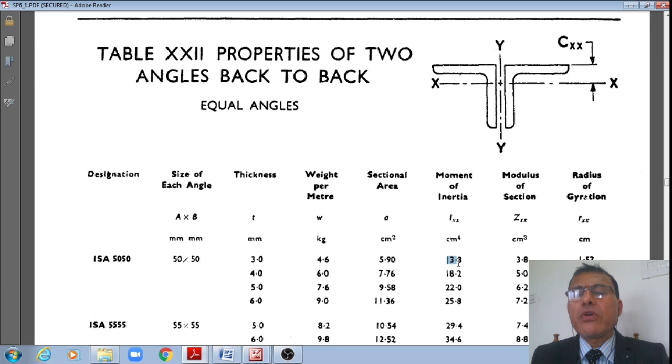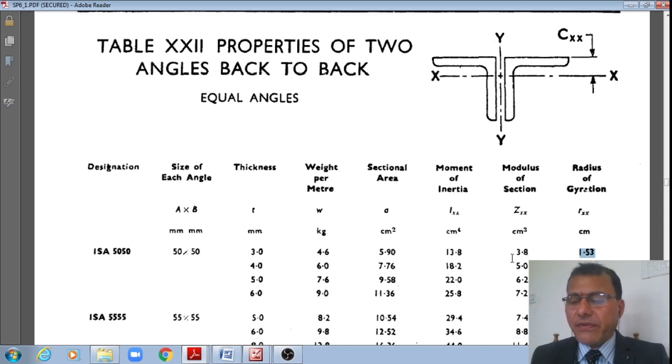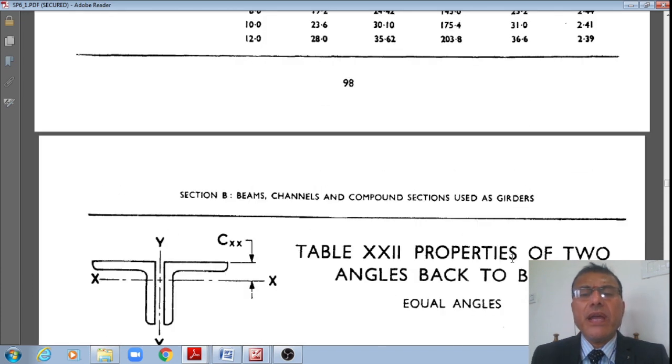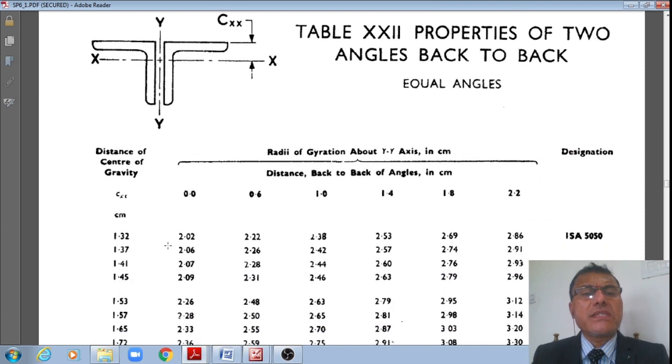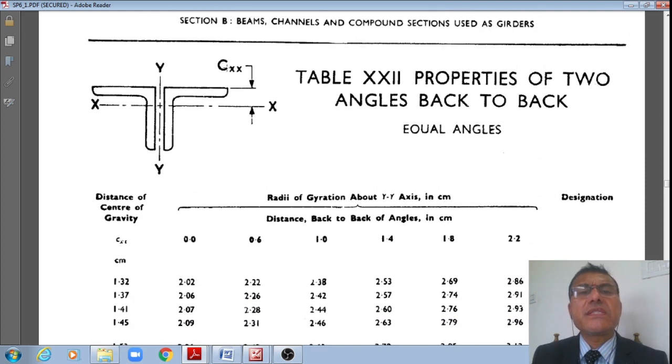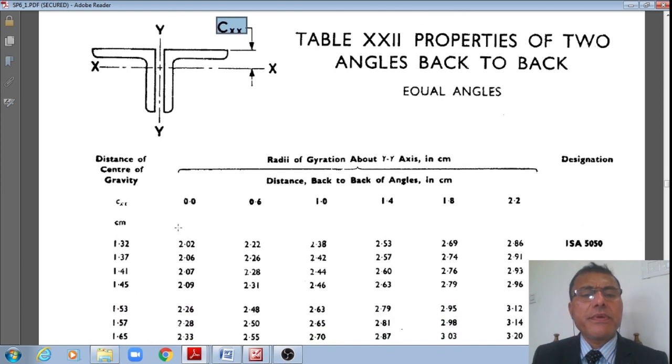5.9, and moment of inertia about the major axis of bending 13.8 centimeter to the power 4, and about minor, the section modulus about the major axis of bending 3.8 centimeter cube, and the radius of gyration about the major axis RXX 1.53, and the other properties. What is the distance of the center of gravity? This CXX value from the extreme compression flange is equal to 1.32 or 13.2 mm, and the distance back to back of these angles. This distance, what I'm now highlighting, is this distance.